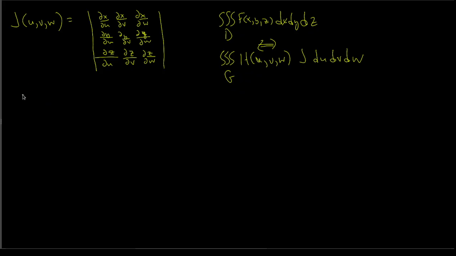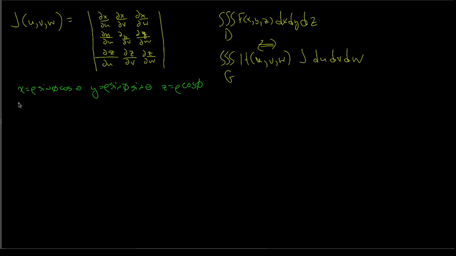Let's look very specifically at a transformation we've done, which is spherical coordinates. In spherical coordinates, our transformation was x is rho sine phi cosine theta, y is rho sine phi sine theta, and z was rho cosine phi. So what we want to do is find our Jacobian and work on our change of integration.